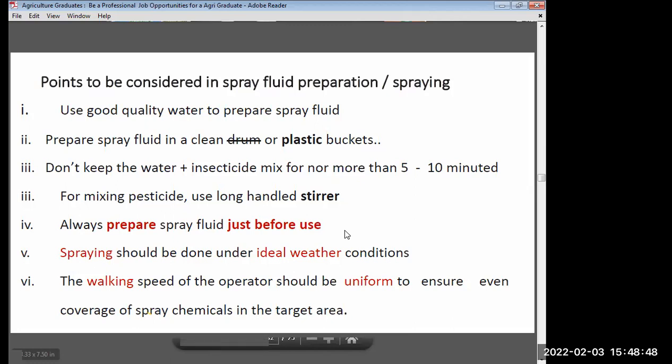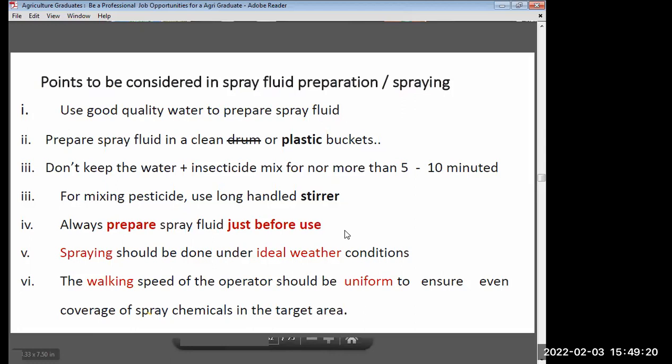Then use a clean plastic packet. For a shop to sell something, the shop should have a door. That door should have a lock. The lock should have a key. Whenever you go, after closing you have to lock the door and take the key. Likewise, whenever you are applying pesticide, you must have the sprayer, the spray man.